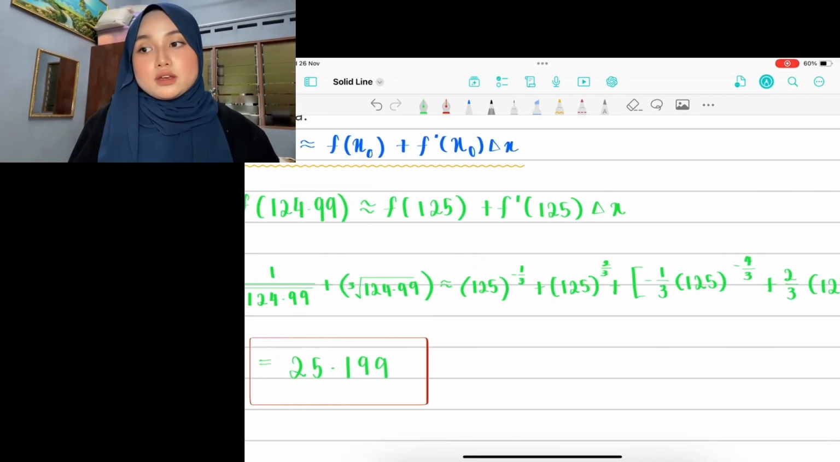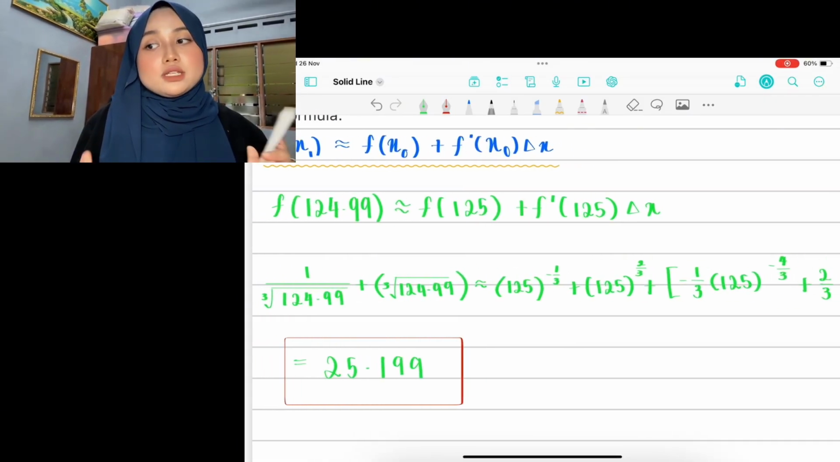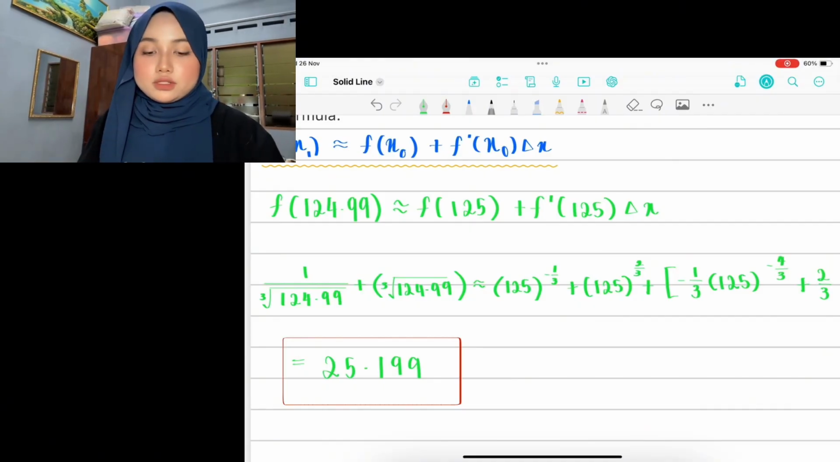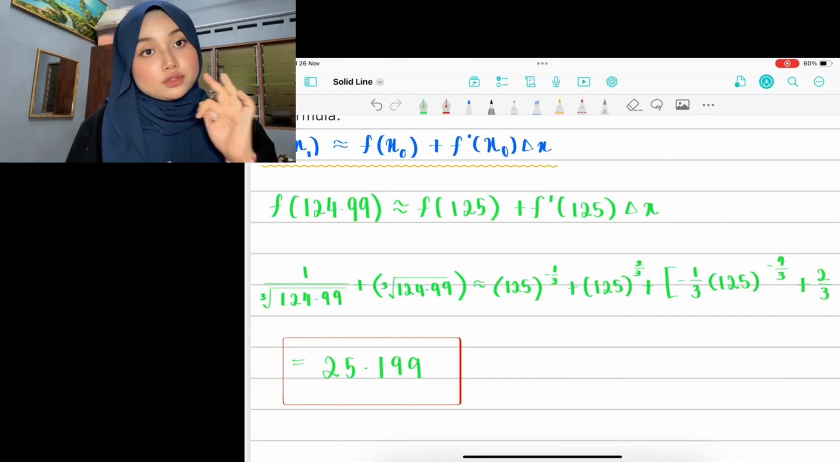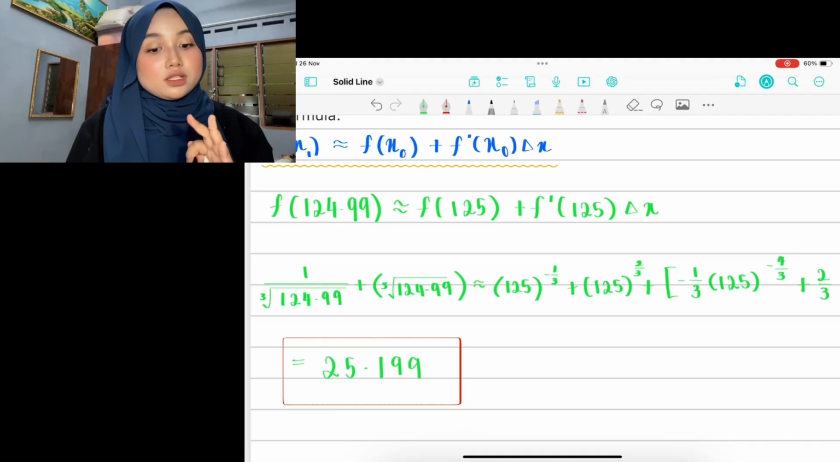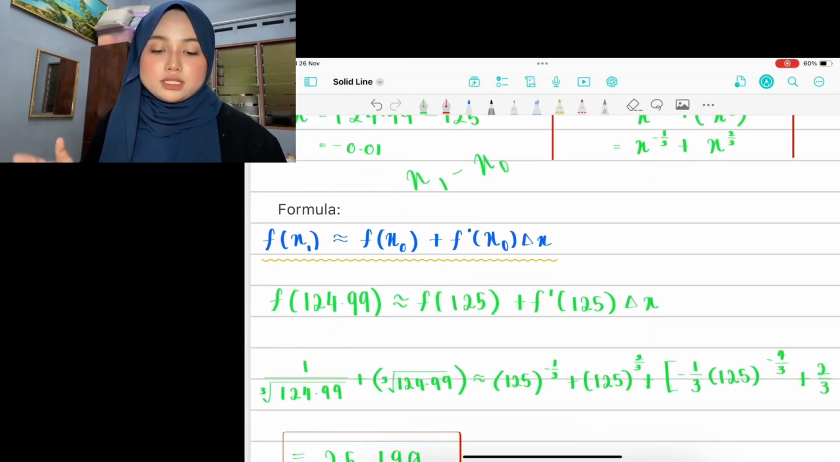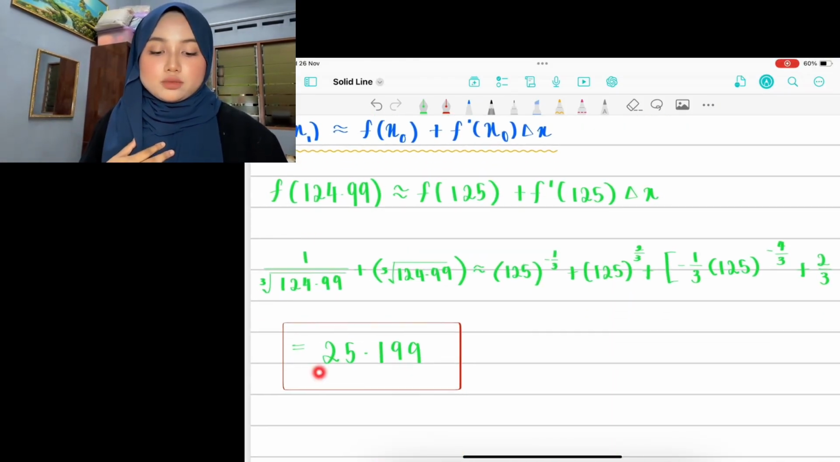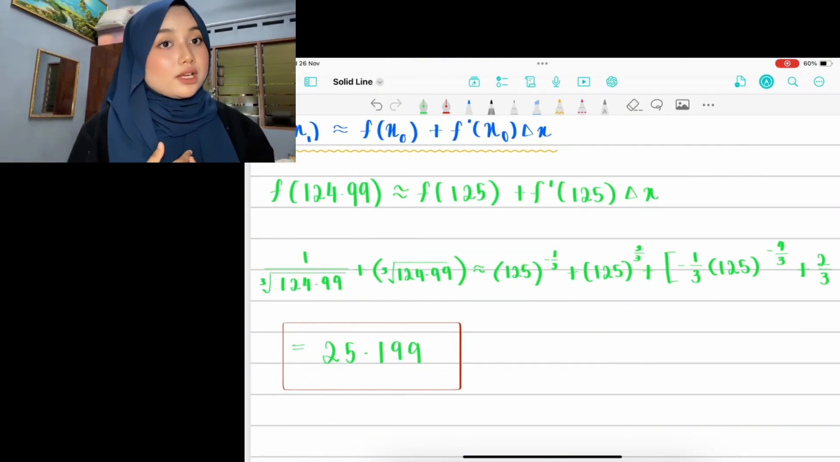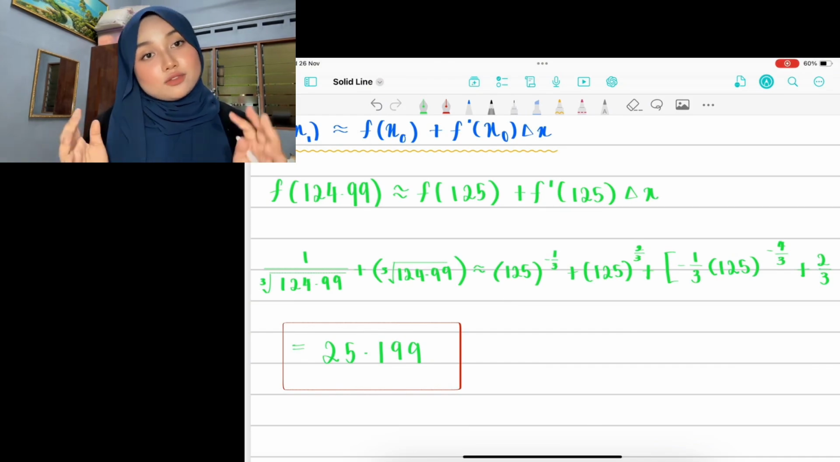Now, by using the calculator, we found the answer to 3 decimal places. We need to give 3 decimal places because it's already stated in the question, and I got the answer 25.199. That's all from me.